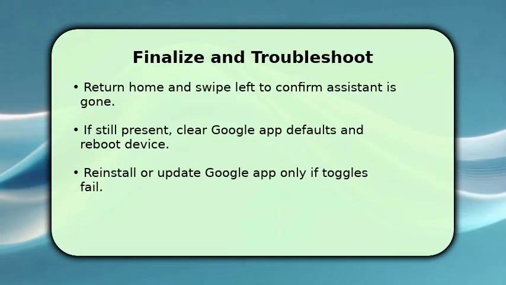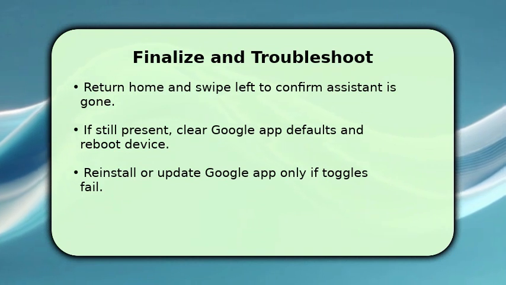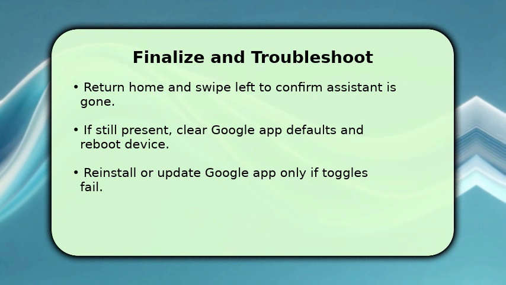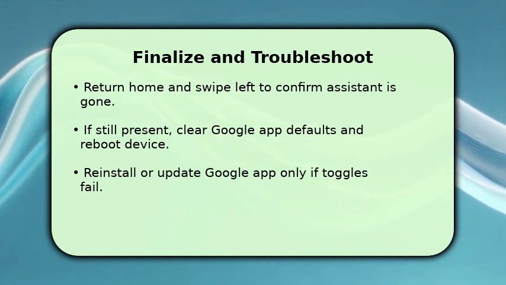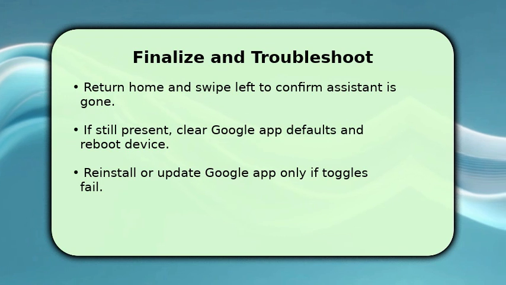Finally, return to the home screen and swipe left to verify the assistant no longer appears. If the left pane still shows Google Assistant, clear defaults for the Google app in Apps, Google, Storage and then reboot the device. This resets the handler. Once restarted, recheck the home settings.